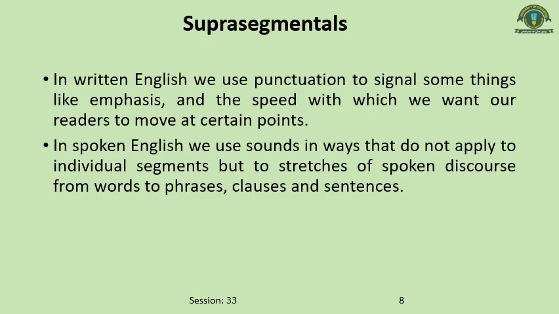So written English helps us to understand that these are the signals which have been used by the writer. For example, if there is a comma within a sentence, that means we have to take a pause. If there is a dash, or colons, the writer is expecting us, the readers, to move at certain points. So these are the signals, in fact.